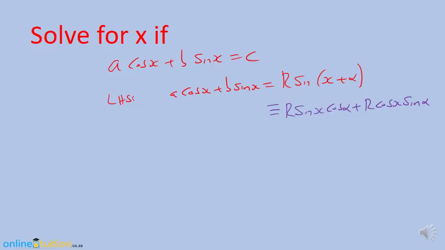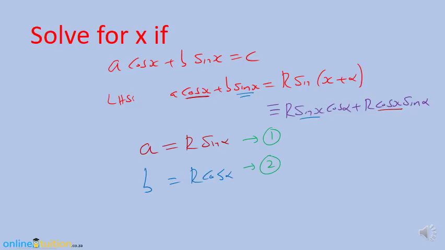So have a look here. The coefficient of cos x on the left-hand side is a. The coefficient of cos x on the right-hand side is r sine alpha. Similarly, the coefficient of sine x on the left-hand side is b, and the coefficient of sine x on the right-hand side is r cos alpha. If you look carefully, I have two equations, equation 1 and equation 2, with two unknowns. Remember, a and b are just numbers. I know these. But the unknowns are r and alpha.